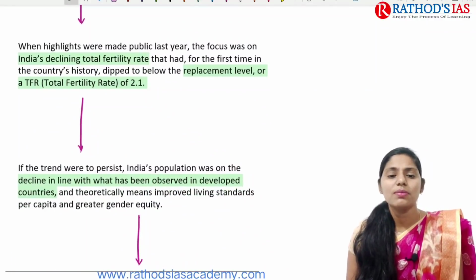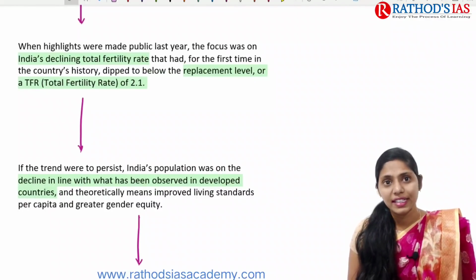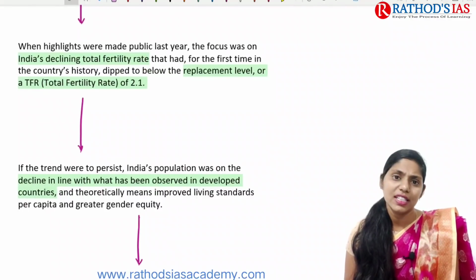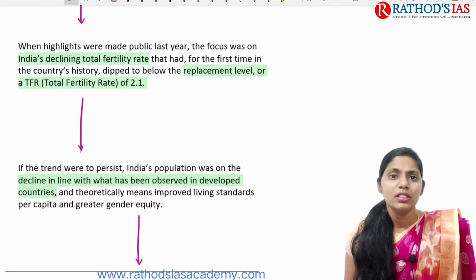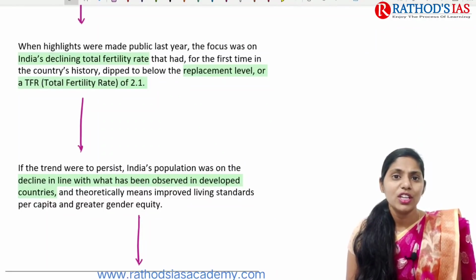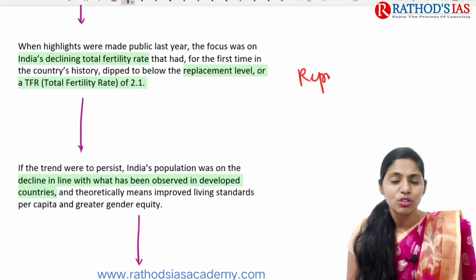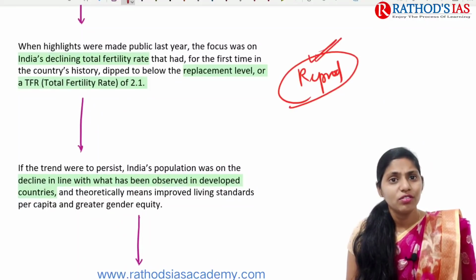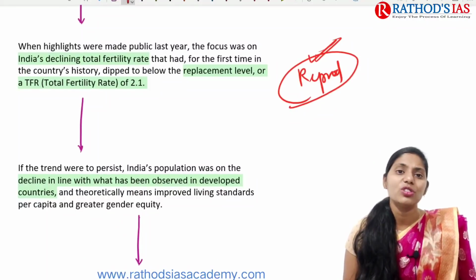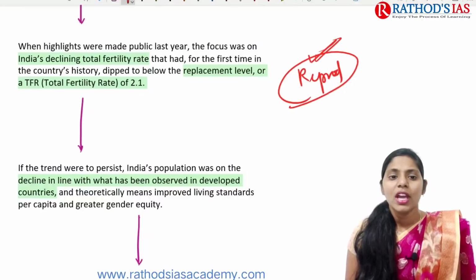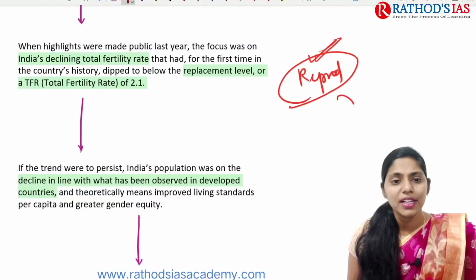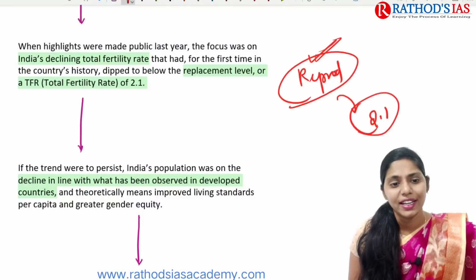If we're talking about some highlights, it also focused on TFR, that is total fertility rate. Total fertility rate is nothing but, within the reproductive age of women, how many children will be given birth by that woman. That is called total fertility rate. The total fertility rate has decreased to 2.1 in India.